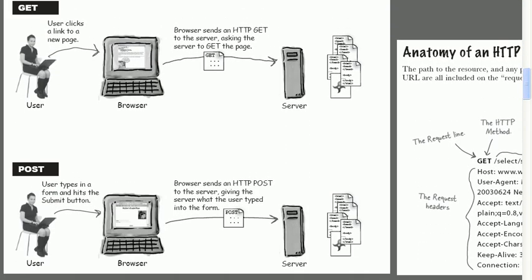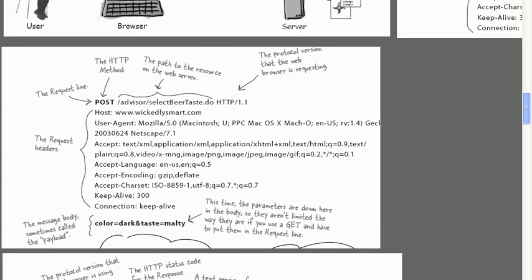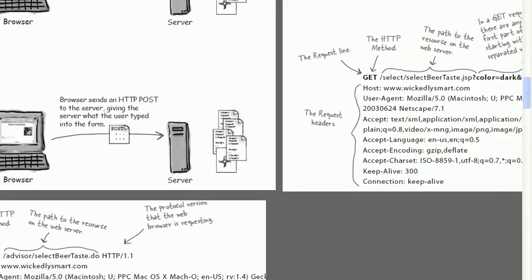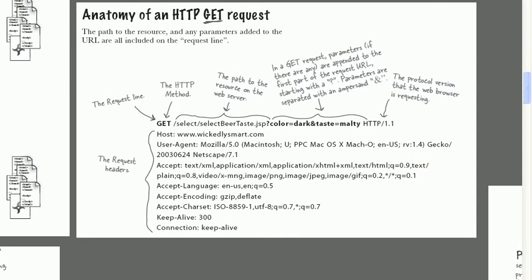Okay, so the user clicks on a link in the browser, and when the link is clicked on, either an HTTP GET message is sent, or an HTTP POST message is sent to the server. So this is how a GET request looks like.